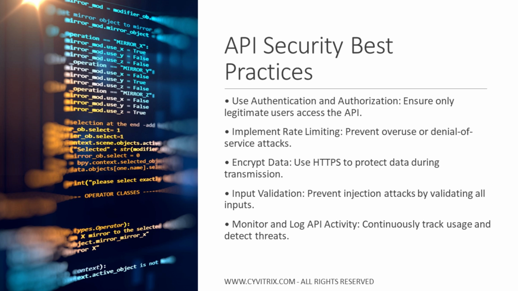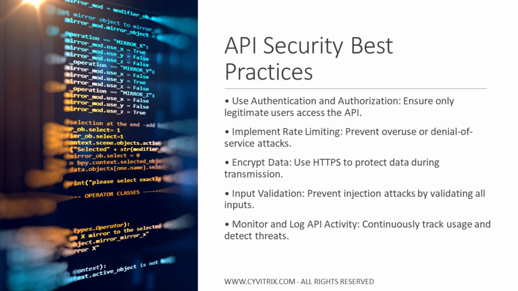Continuous monitoring and logging of API activity is essential for detecting and responding to potential security threats, such as unauthorized access attempts or unusual usage patterns. It is also a best practice to version your APIs to maintain backward compatibility and improve security, allowing deprecated versions to be retired. Finally, API keys and credentials should be stored securely and not exposed in application code or version control systems.